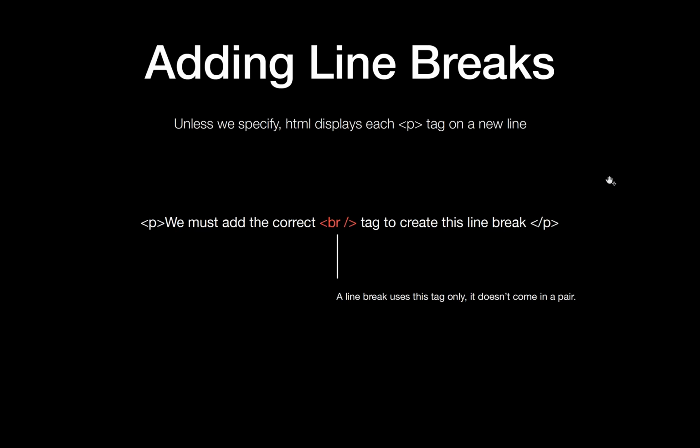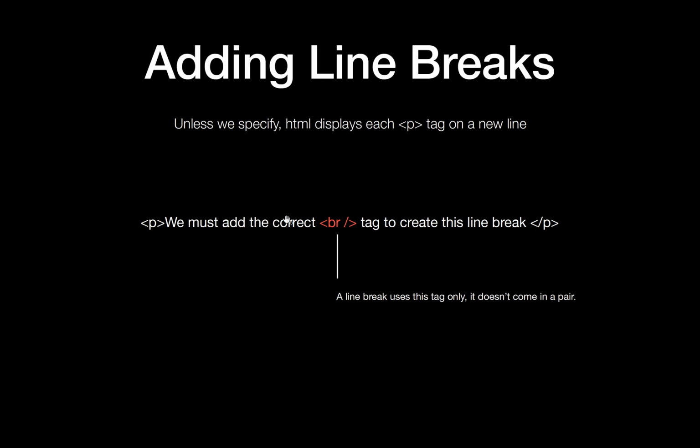All right, so how do we actually add a line break if we want spaces? Unless we specify, HTML displays each paragraph tag on a new line. Maybe we want one line up top and one line on the bottom. I don't really know why we would want that, but this is just an example, okay? So this is the line break tag. You will notice that the line break is just this tag only. It doesn't come in a pair. So there are a few outliers where you don't have an opening tag, okay?